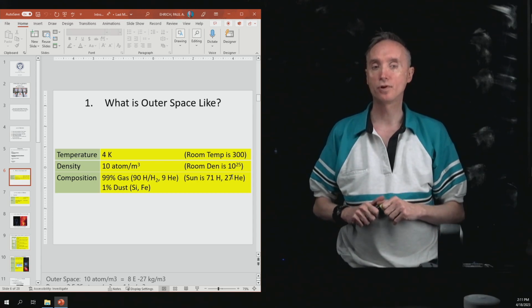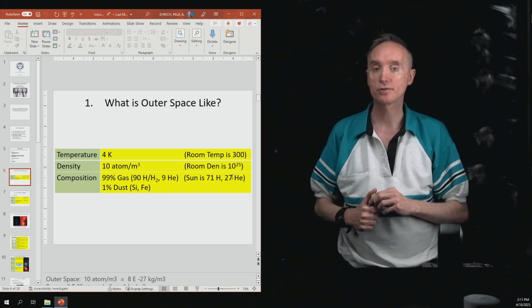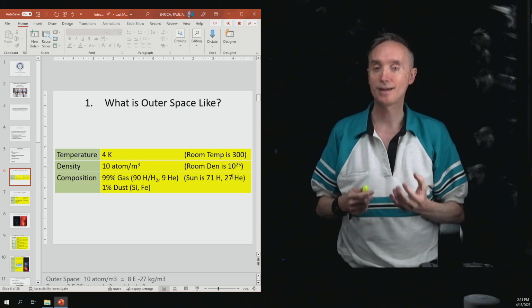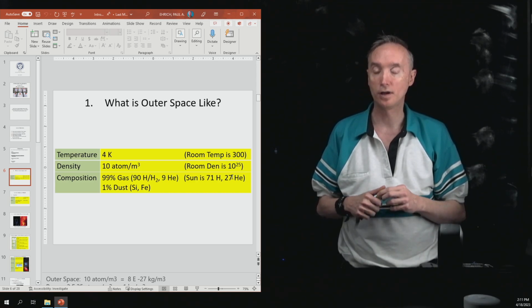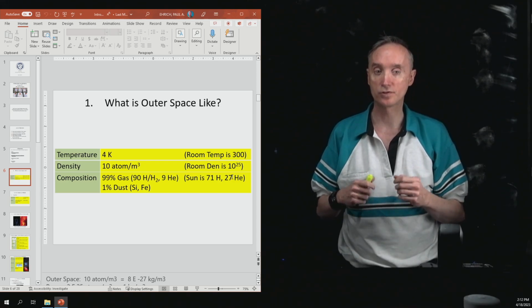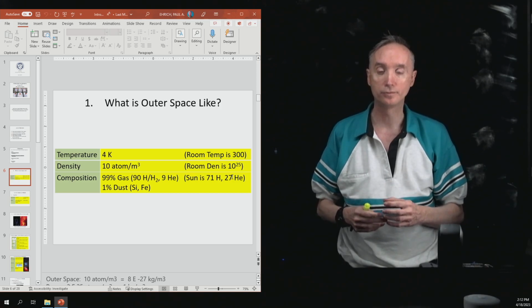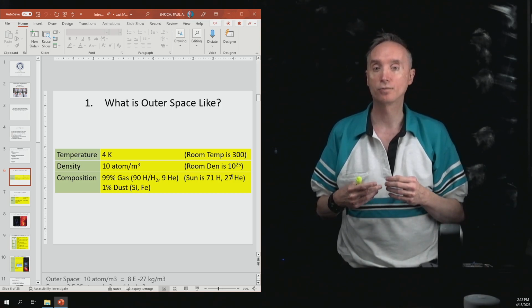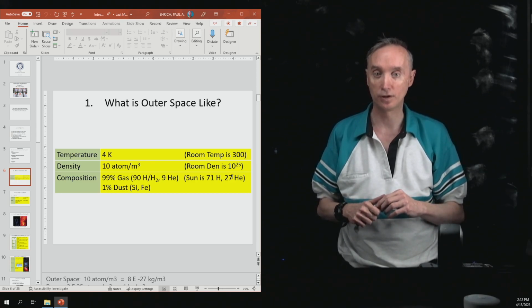Okay, so what are some properties of outer space? Well, one, the temperature of outer space is 4 Kelvin. So if you recall, when we talked about temperature, we said that the Kelvin scale is really the official metric unit for temperature. And at 0 Kelvin, which is called absolute zero, all molecular motion would stop. And so just as a reference, room temperature is about 300 Kelvin.